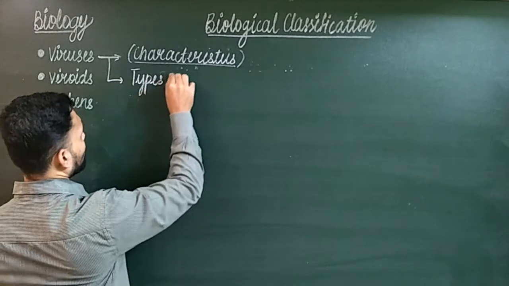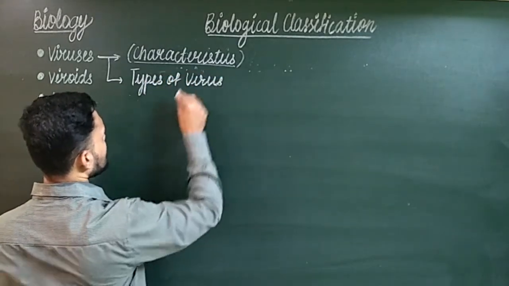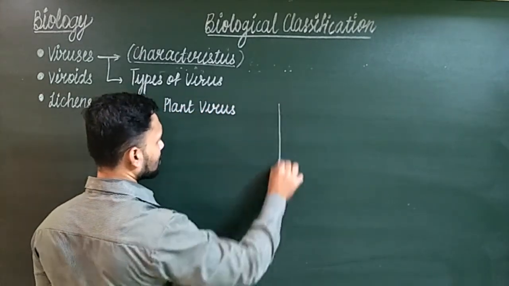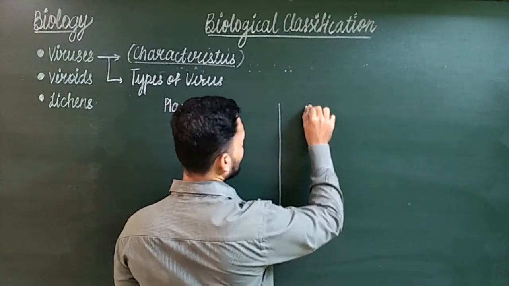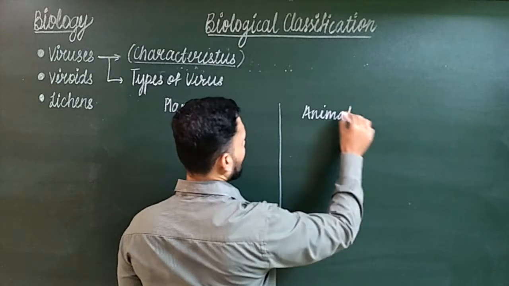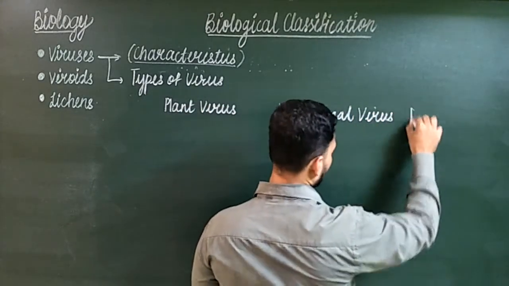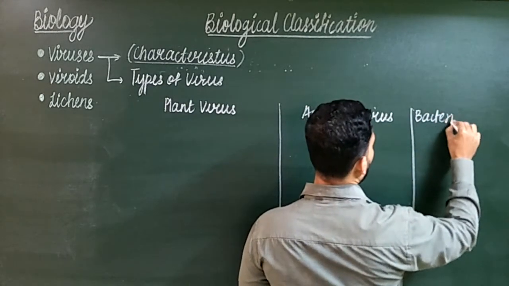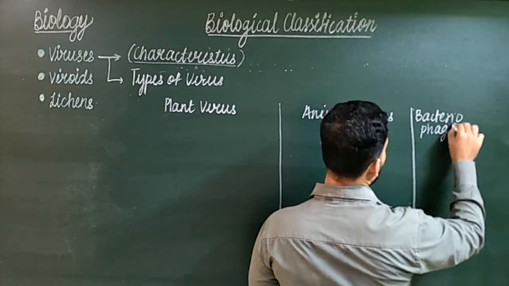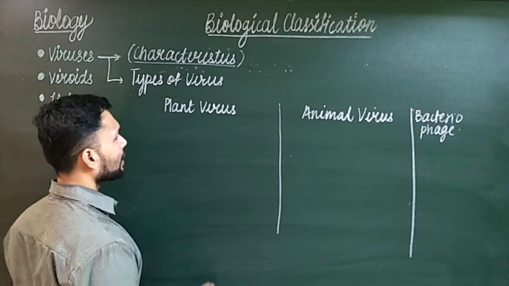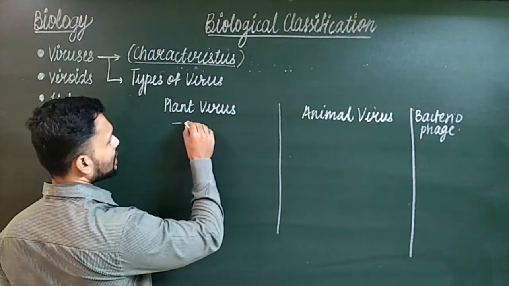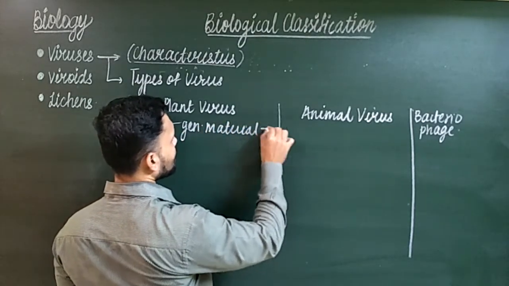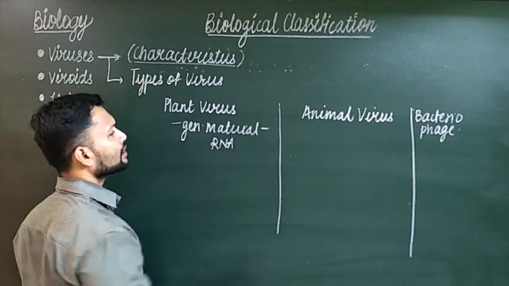Now basically speaking, viruses are of three types. First is the plant viruses. Okay, plant viruses. Next one is the animal viruses, and the third one is the bacteriophage. Okay, that means viruses that infect bacteria. Now obviously, if we talk about plant viruses, generally the genetic material in plant viruses is mostly RNA. Okay, mostly the genetic material is RNA.